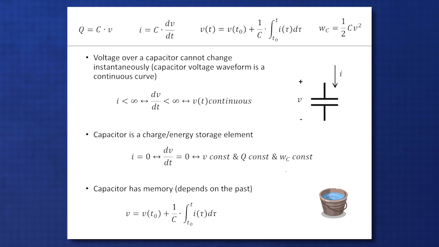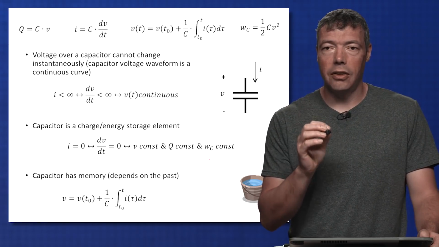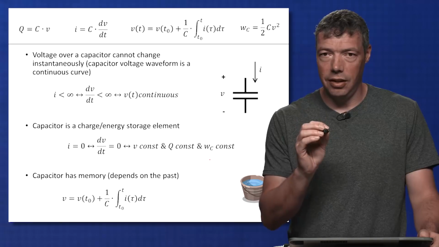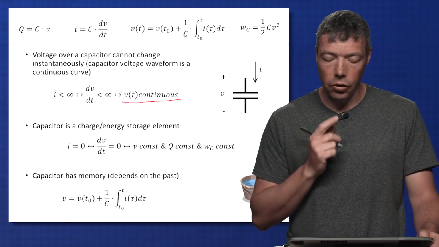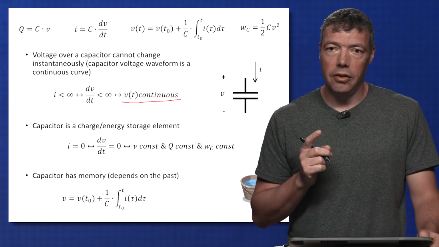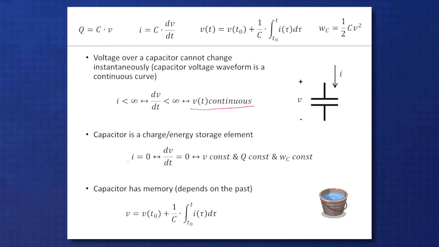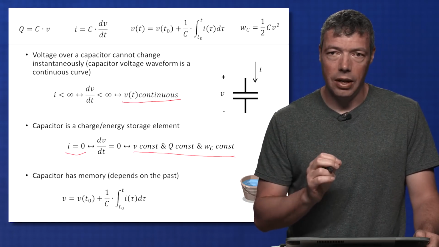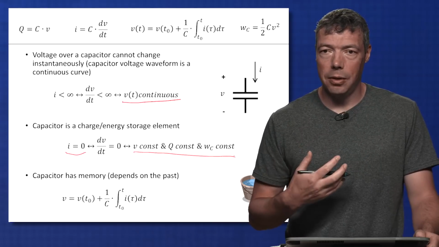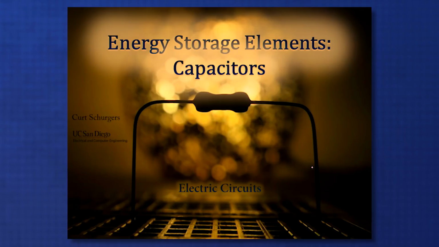Okay, so let's summarize. What do we know about capacitors? Capacitors are such that the voltage over the capacitor cannot change instantaneously. So that means that the voltage curve of a capacitor always has to be continuous. This is a very, very important property of a capacitor. Also, a capacitor is an energy or charge storage element. If there is no current, then the voltage remains constant. And the final important property is that a capacitor has memory. It depends on the past. What's happening to a capacitor depends on the past. So, these are the basic things you need to know about capacitors.